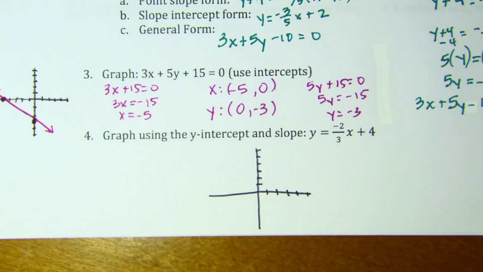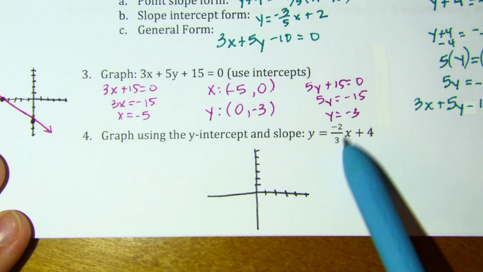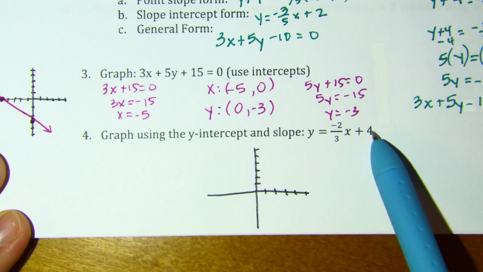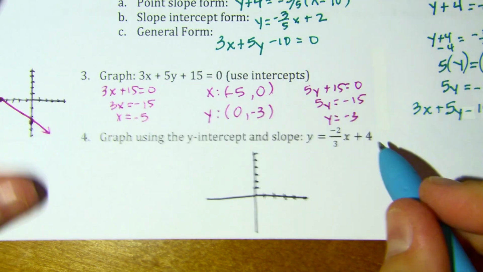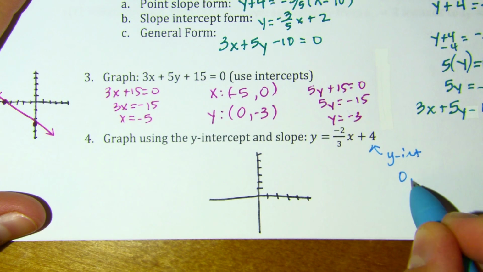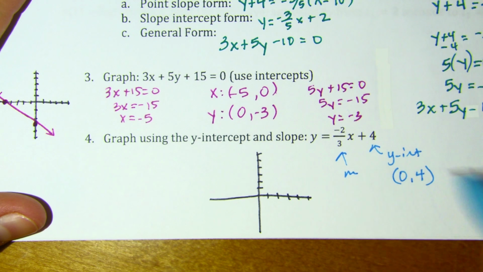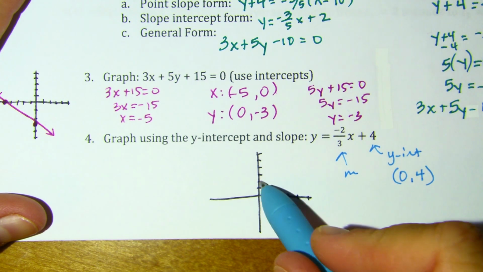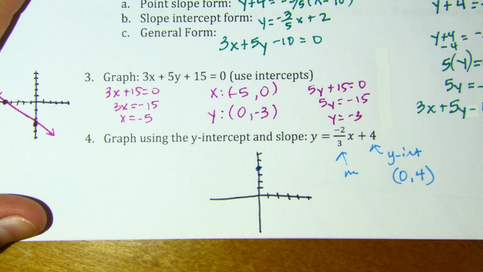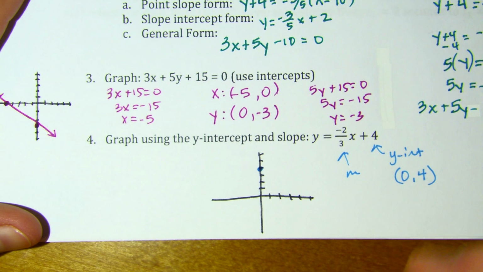The next example says to use the y-intercept and the slope. Now, this is given to us in slope-intercept form. So we know our slope, we know our y-intercept. That's what this is here in this form. So this tells me my y-intercept is 0, 4. And this tells me my slope. So I'm going to start with my y-intercept, 0, and 1, 2, 3, 4. And my slope is negative 2/3 x.